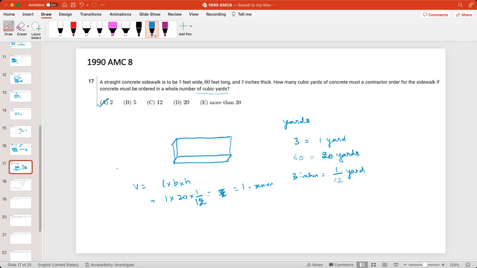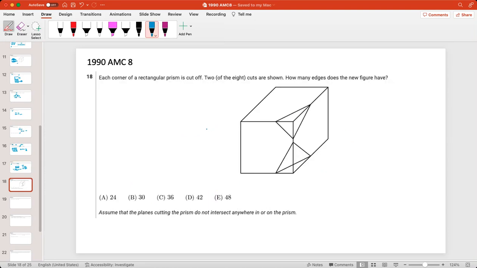Going to the next question. Each corner of a rectangular prism is cut off. Two of the 8 cuts are shown. How many edges does the new figure have? Now, this is an edge. This is an edge. And this is a vertex. What do we call this? We call this a vertex. So this is an edge and this is a vertex.